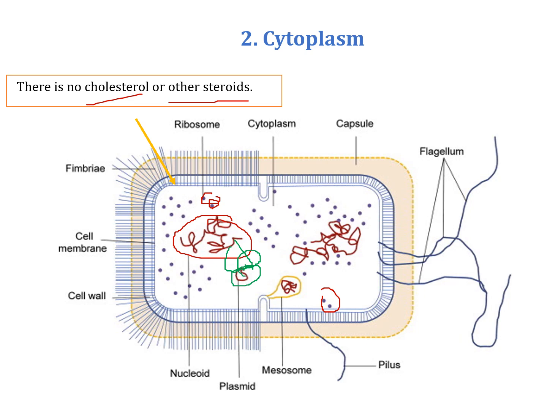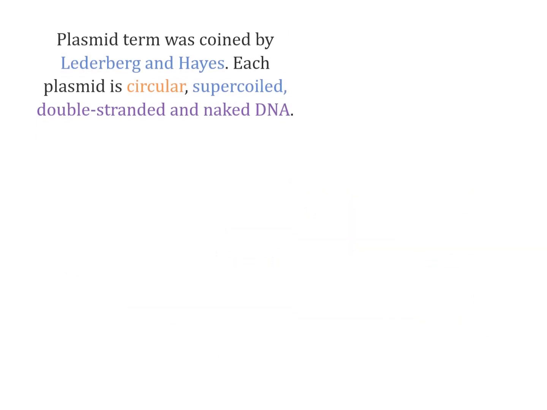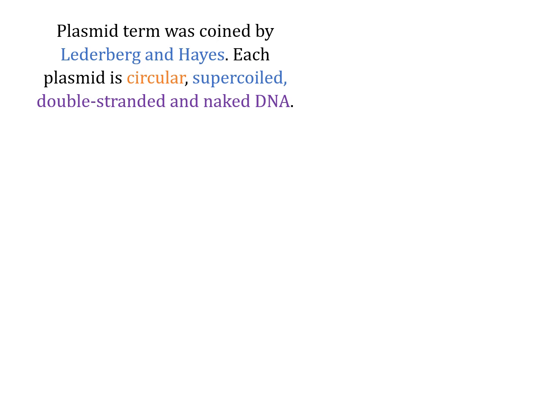Who gave the name plasmid? Lederberg and Hayes. Every plasmid is circular, supercoiled, double-stranded, and naked DNA. I have written it here also.